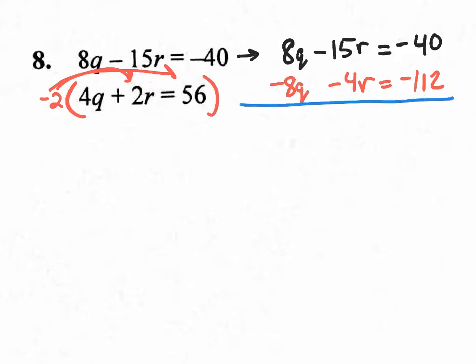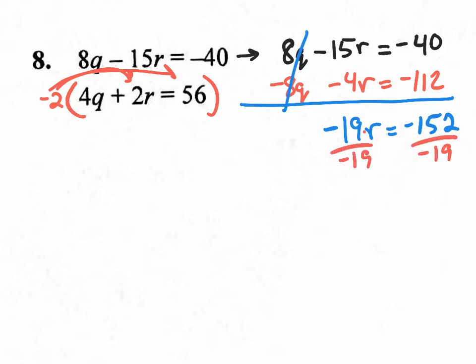So we're going to combine the lines. We're going to eliminate the q's. And we end up with negative 19r equals negative 152. So it's looking ugly. Right now is a great time for a calculator, because in order to get rid of this negative 19, I'd have to divide by negative 19. And 152 divided by 19 is, thank goodness, 8, right? So r equals positive 8. That's one answer. So how do I get the other answer?